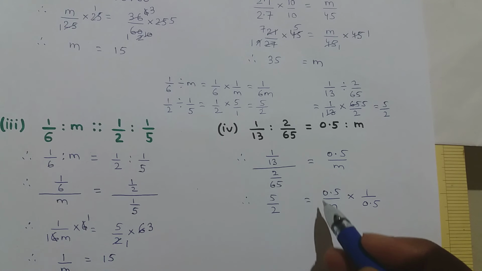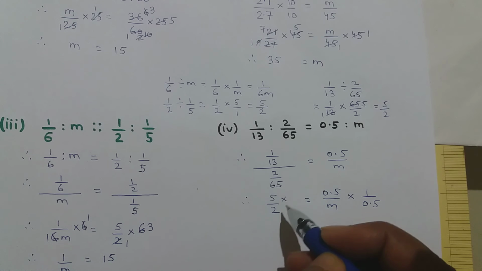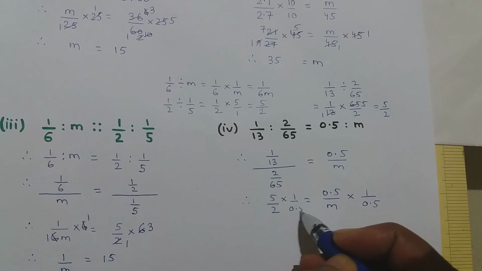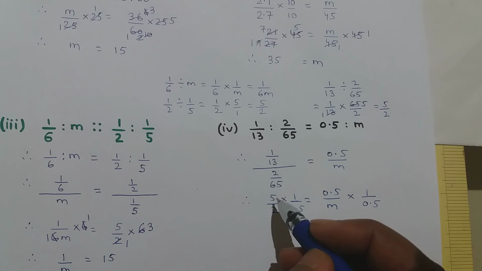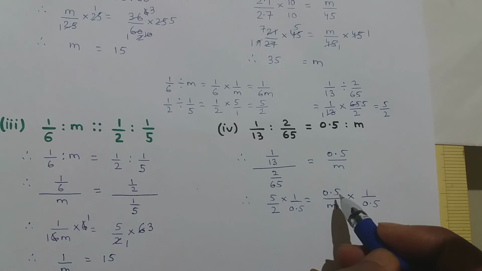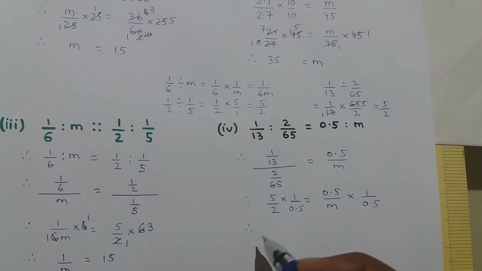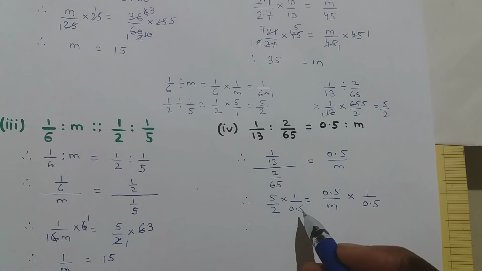And since I am multiplying the right hand side of the equation with 1 upon 0.5, I will multiply the left hand side of the equation also with 1 upon 0.5. So it becomes 5 upon 2 into 1 upon 0.5, that is equal to 0.5 upon m into 1 upon 0.5. Now first let us simplify the left hand side of this equation. So it is 5 upon 2 into 1 upon 0.5.